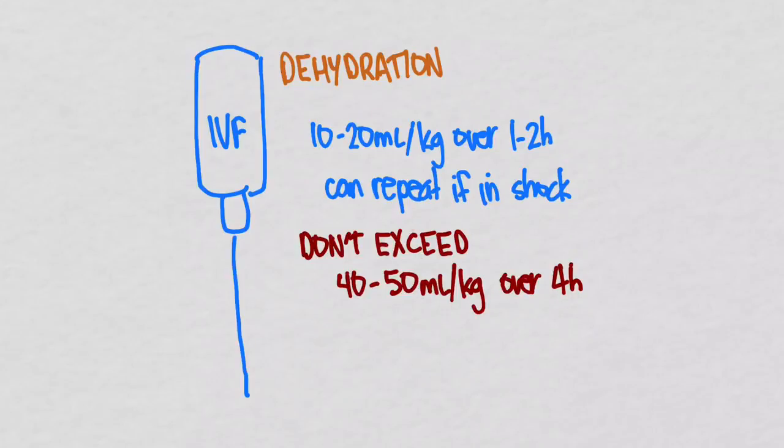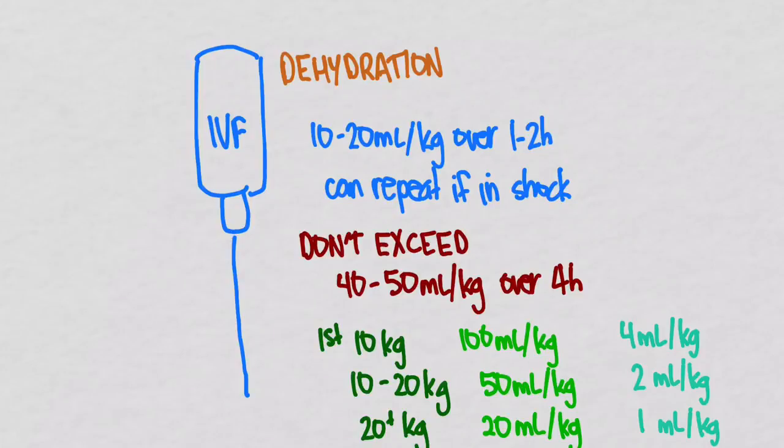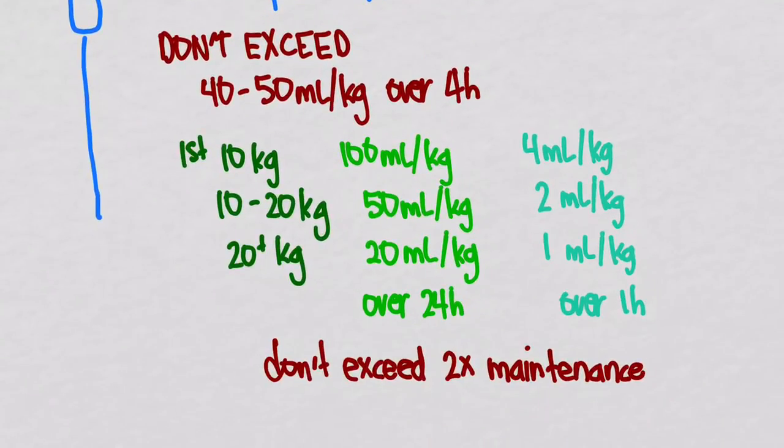So after this first bolus, then you're going to give fluids at maintenance rate, maybe a little bit more than maintenance. And if you don't remember how to calculate maintenance fluids, I'll go over it quickly here. For the first 10 kgs, you give 100 mLs per kg over 24 hours. For the next 10 to 20, it's 50 per kg over the next 24 hours. And for every kg over 20, it's 20 mLs per kg over 24 hours. Or you could use 4-2-1 if you're looking for doing it over an hour.